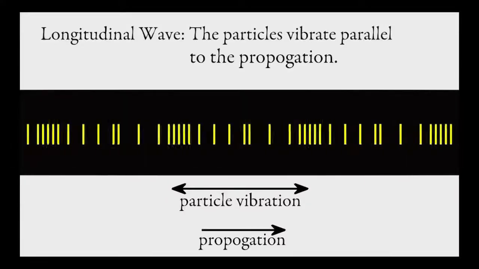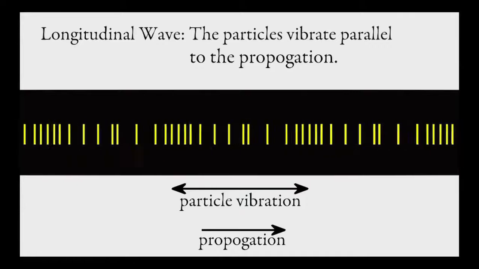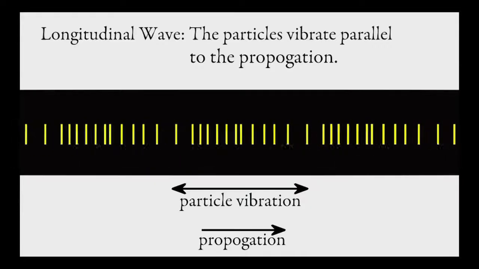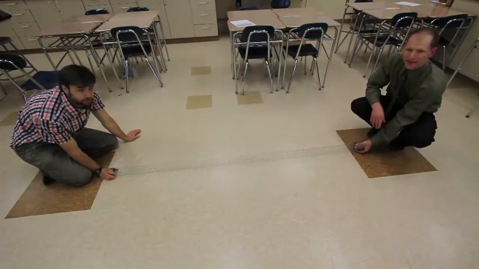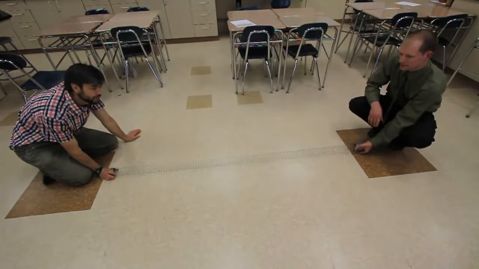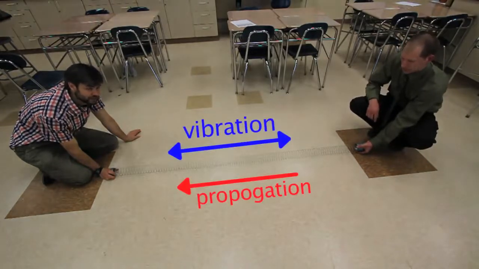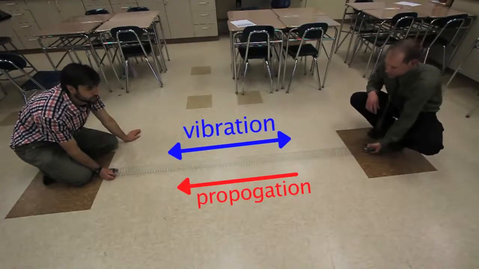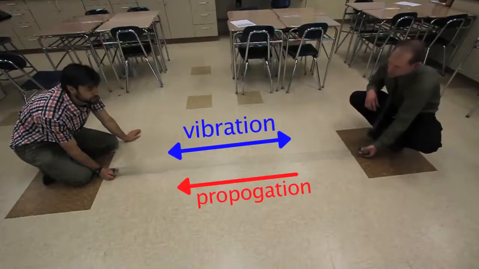Longitudinal waves are different from transverse waves in that the particles vibrate parallel to the propagation. Propagation is defined as the direction of energy travel in a wave. When Mr. Peterson produces a longitudinal wave, the displacement of the compressions is parallel to the propagation. Sound is a longitudinal wave, so the displacement of the particles is parallel to the propagation of the wave.